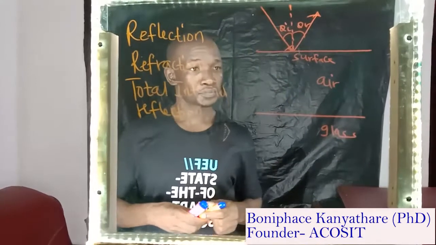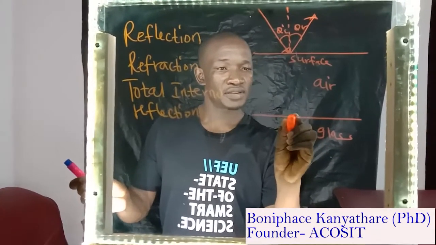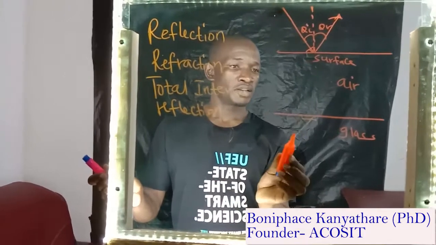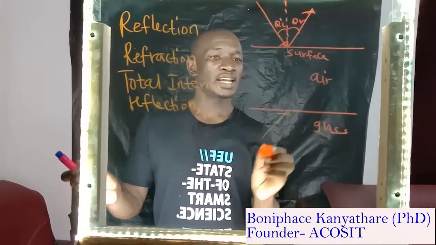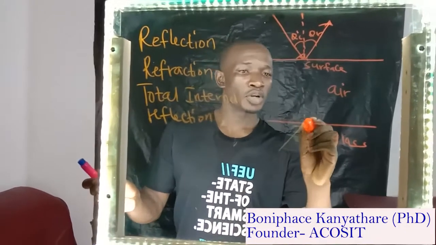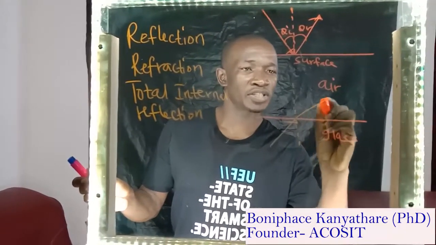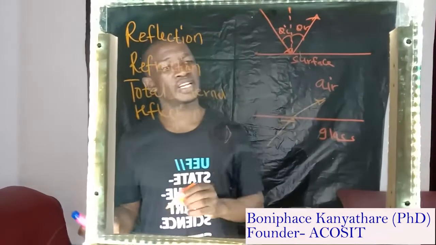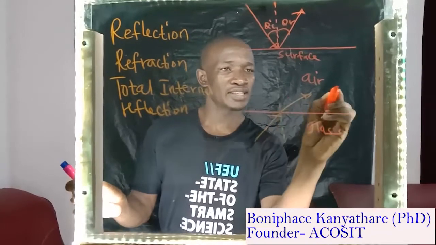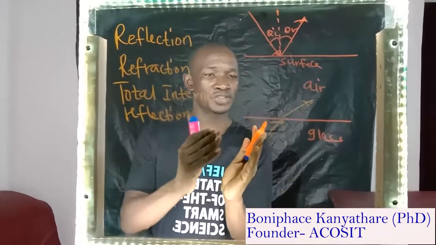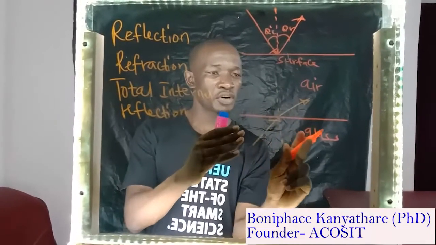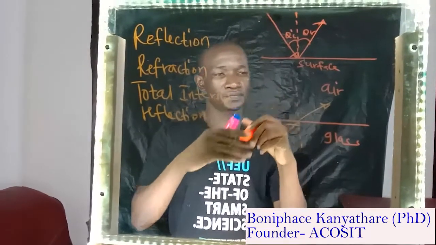So, let's say this is our incident ray here. From glass to air, light is going to bend. If we assume this is our normal, it is going to get refracted. Refracted means it is going to bend at a certain angle from the normal. So this is our incident ray. This is our refracted ray. As you can see, it is refracted. It is bent when moving from glass to air.